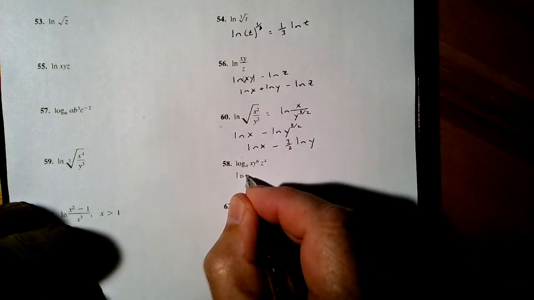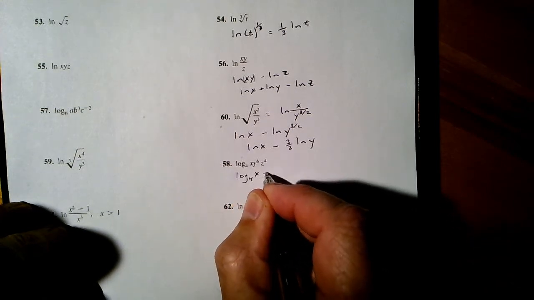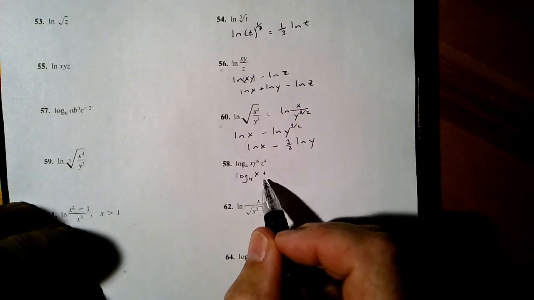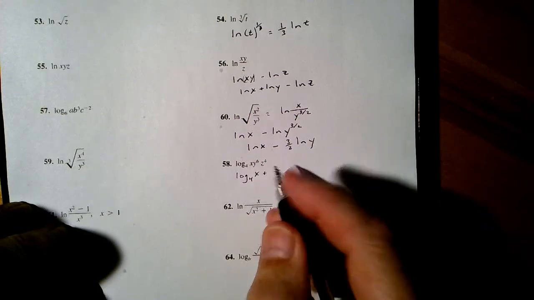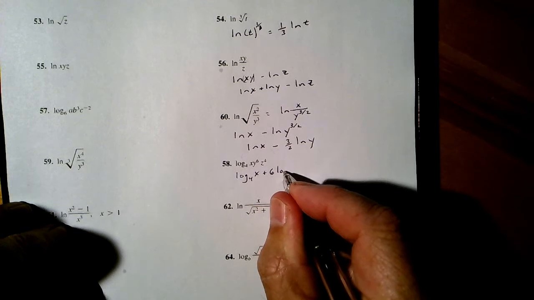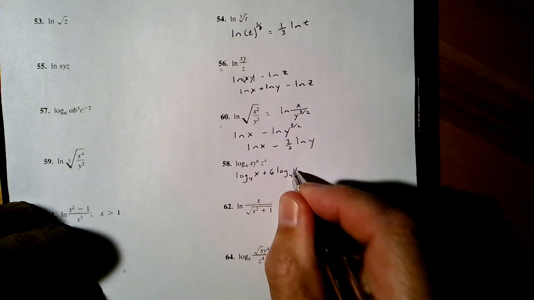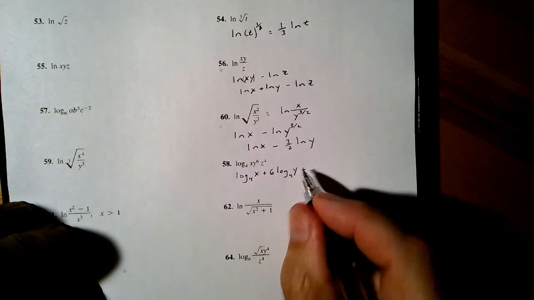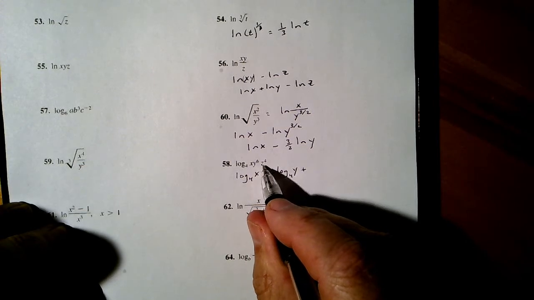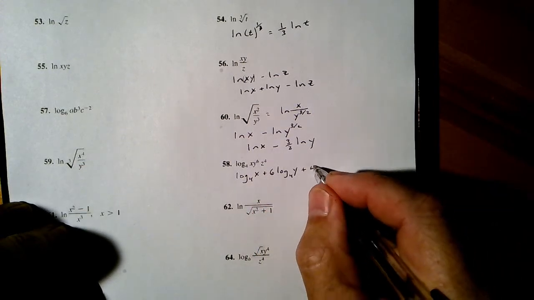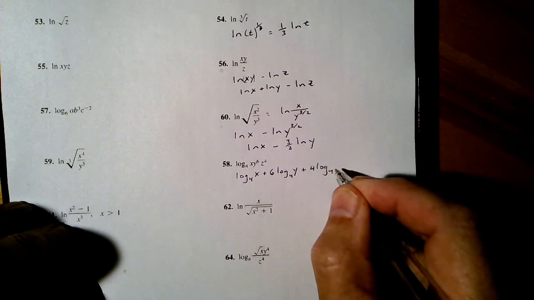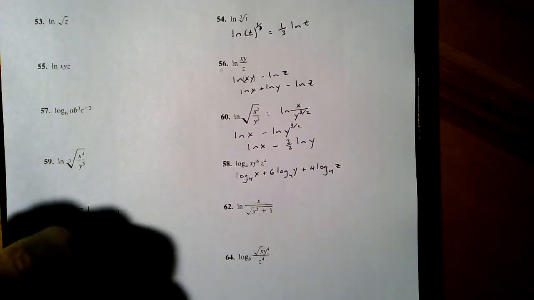So this is log base 4 of x plus. My next term would be log base 4 of y to the 6th, so 6 log base 4 of y, plus. My next term would be log base 4 of z to the 4th, so 4 log base 4 of z.